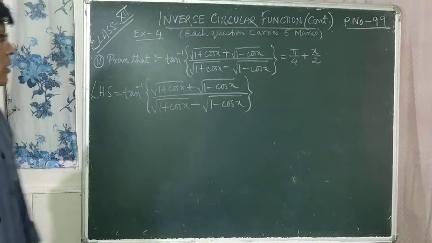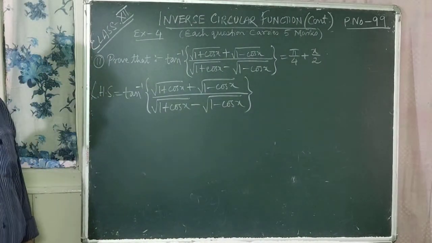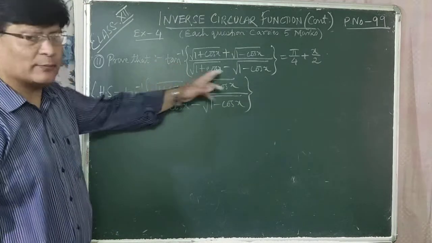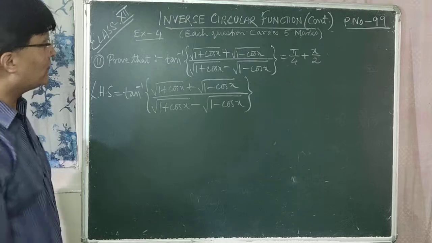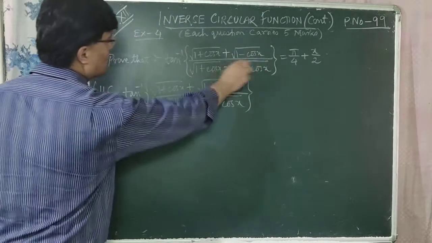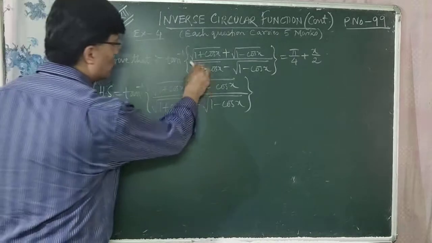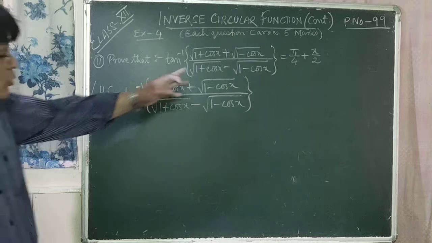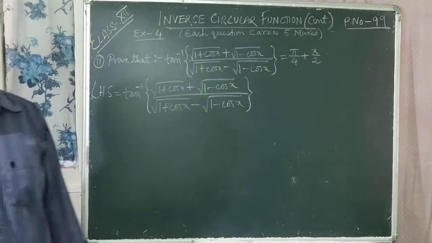So now we will prove the next question. That is question number 11. Prove that tan inverse within second bracket there is a fraction. So what is that fraction? Root over 1 plus cos x plus root over 1 minus cos x whole divided by root over 1 plus cos x minus root over 1 minus cos x is equal to, you have to prove that it is pi by 4 plus x by 2.